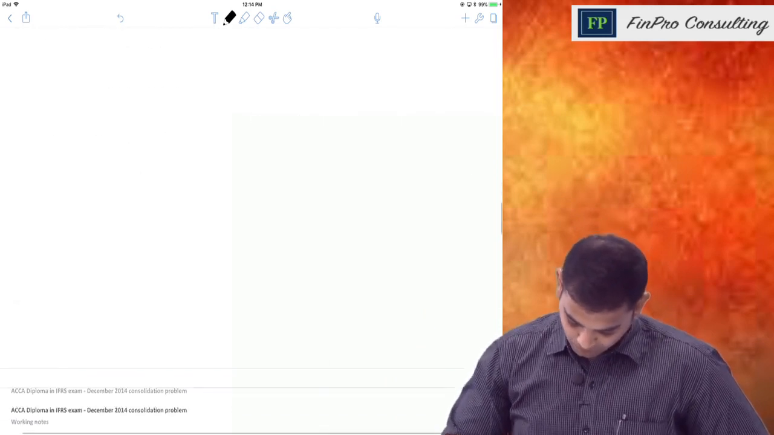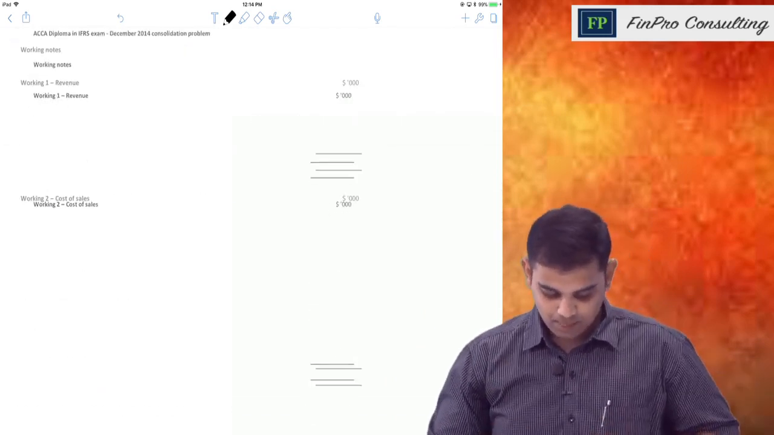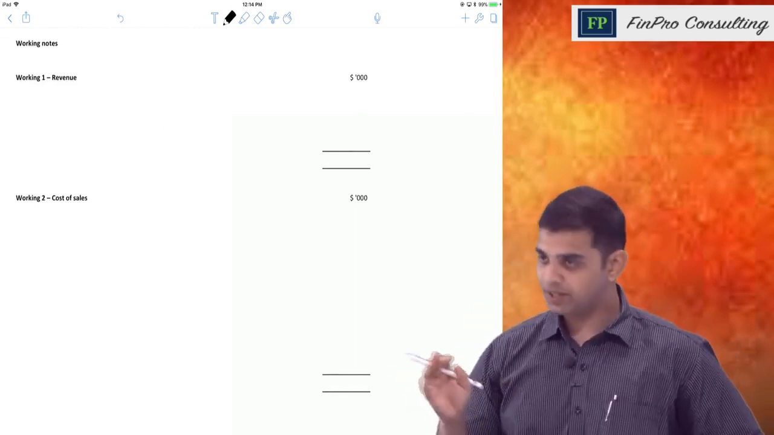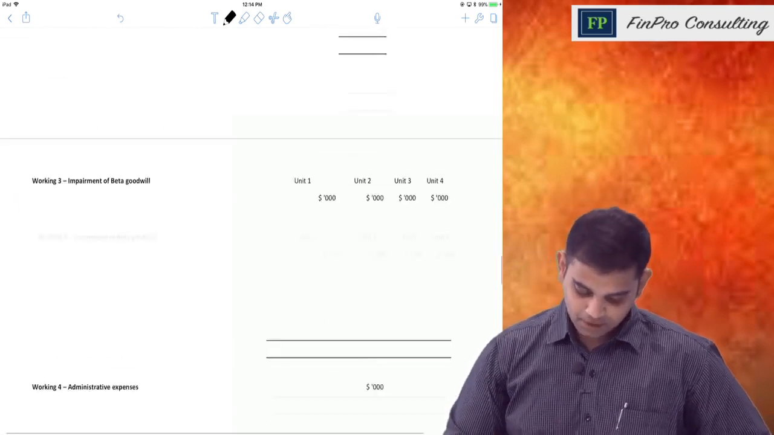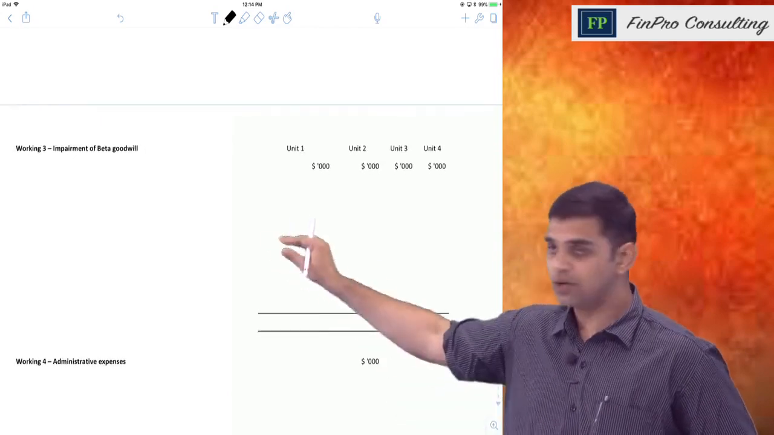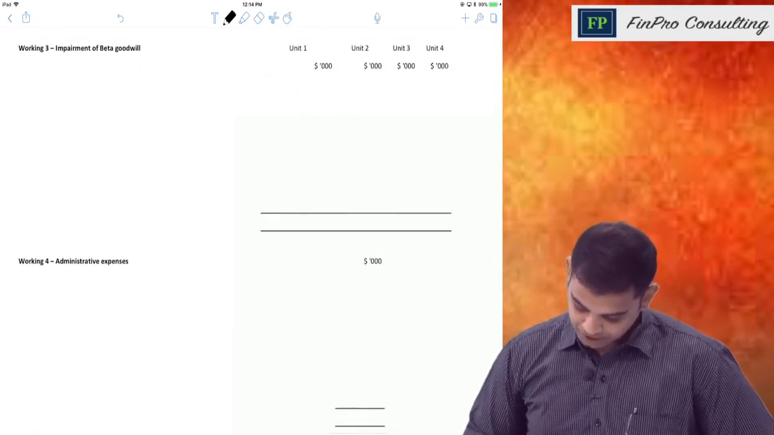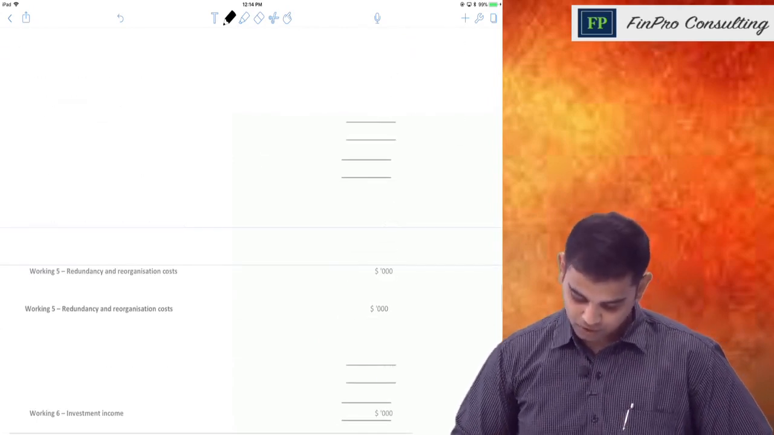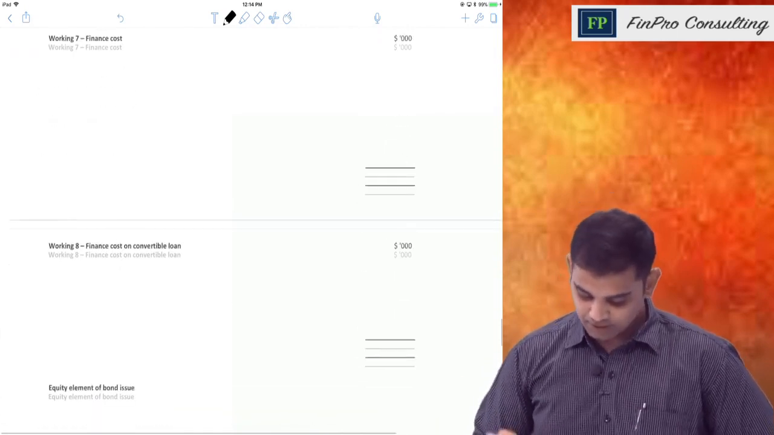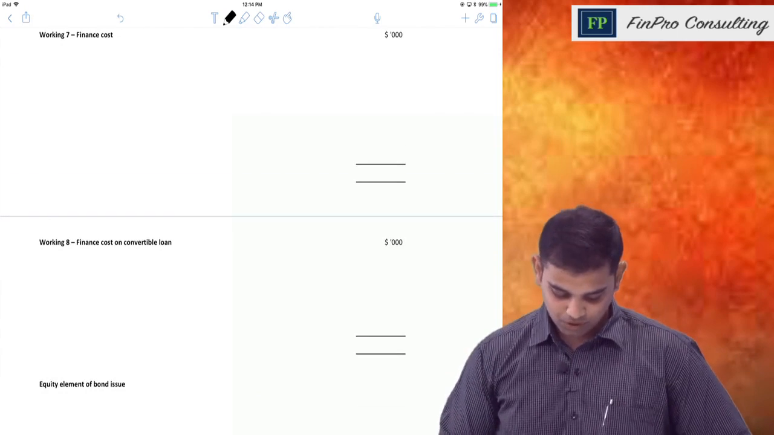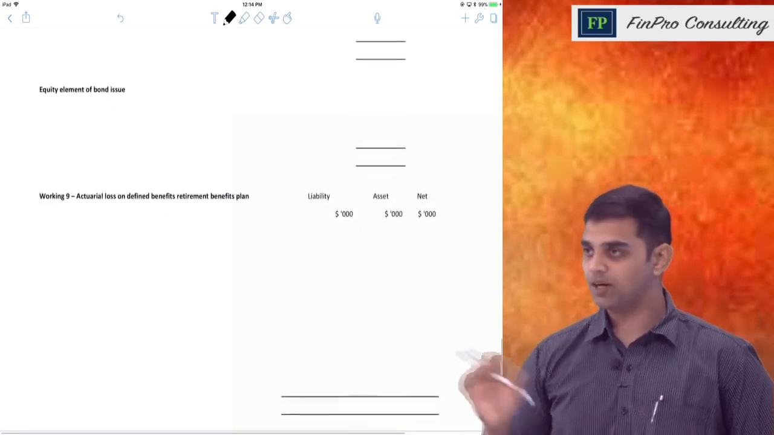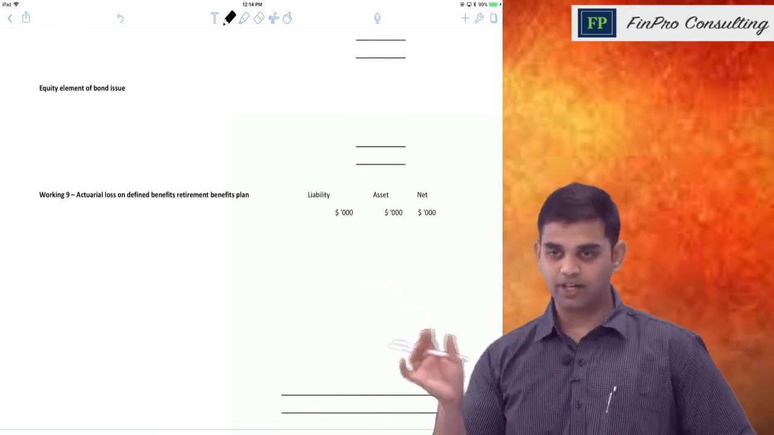From a working note perspective, generally all the line items in the P&L will have a working note because there are adjustments. Revenue is there, cost of sales is there. Now we also have to calculate the impairment for goodwill in beta, for all the 4 units separately. Admin expenses, redundancy cost, there is a working note. Investment income, there is an adjustment. Finance cost, there is an adjustment. Then there is a finance cost on convertible loan also, equity element of bond issue, there is an adjustment on convertible loan. Then employee benefit adjustment, actuarial gain or loss calculation.